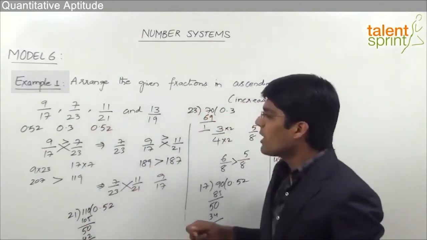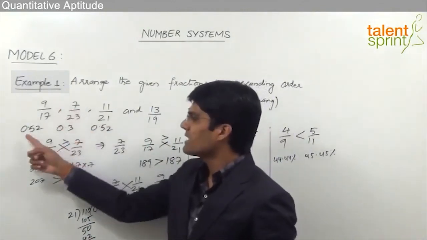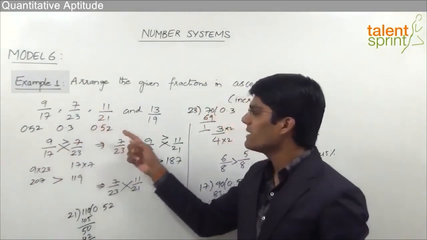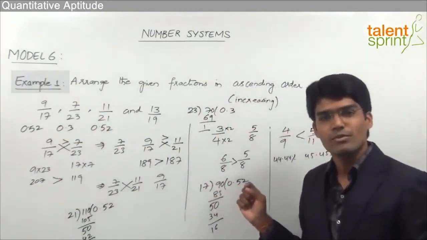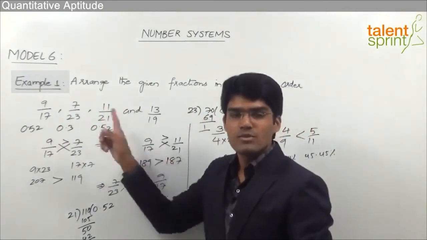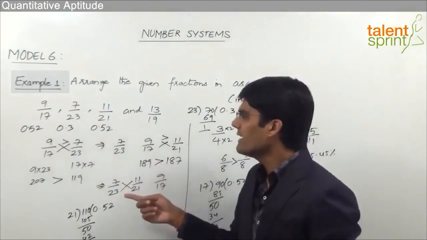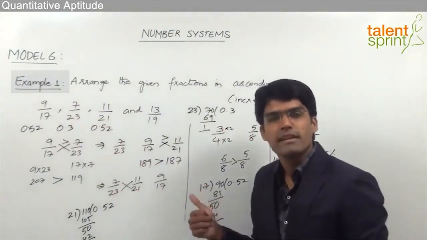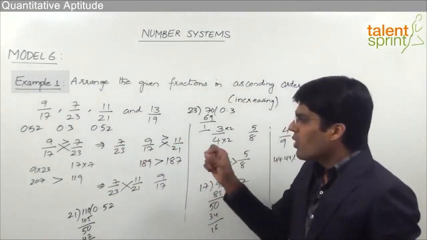But now if you try to observe, the first fraction 9 by 17 is 0.52 approximately, and even the third fraction 11 by 21 is approximately 0.52. That means here we need to proceed for the third decimal place so that we can compare them. Or otherwise these two fractions can be cross multiplied and we can find out which is greater of them. But let us go by the decimal here.